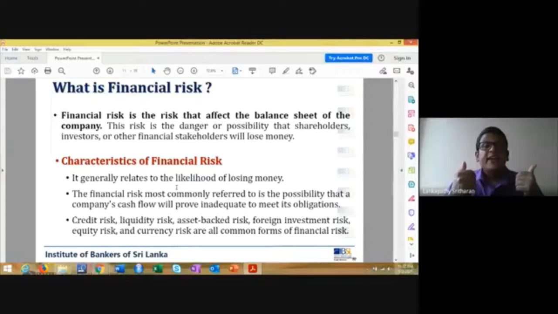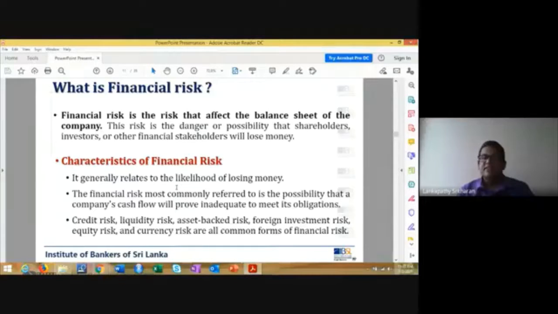And the financial risk has some characteristics. It generally relates to the likelihood of losing money, because due to financial risk, the bank or finance companies may lose money. And the financial risk most commonly referred to is the possibility that a company's cash flow will be inadequate to meet its obligations. Credit risk, liquidity risk, asset-backed risk, foreign investment risk, equity risk, and currency risk are common forms of financial risk.